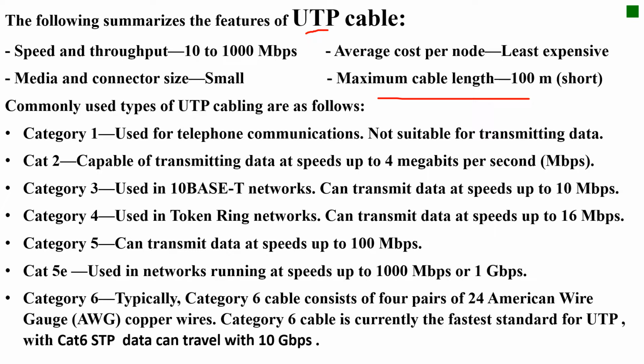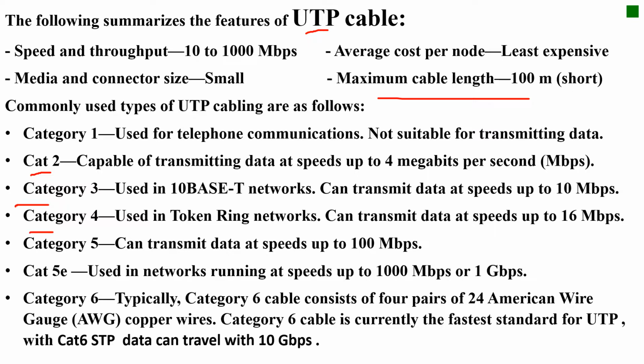Category 1, used for telephone communication, not suitable for transmitting data. Category 2, capable of transmitting data at speeds up to 4 megabit per second. Category 3, which is CAT 3, used in 10BASE-T networks, can transmit data at speeds up to 10 megabit per second. LAN networks, small networks like an office or a small company in a flat.